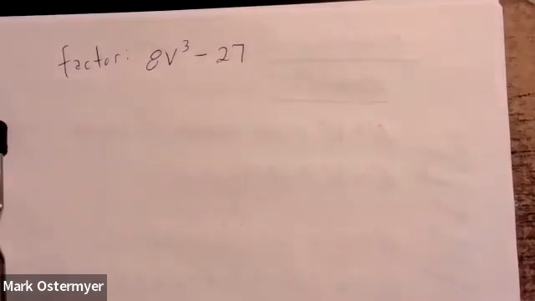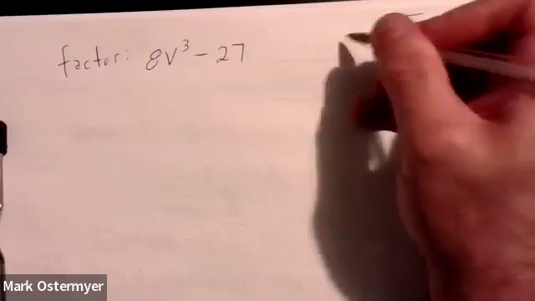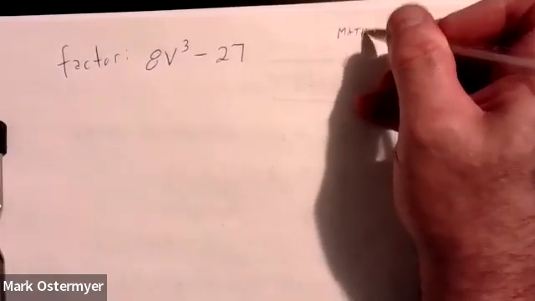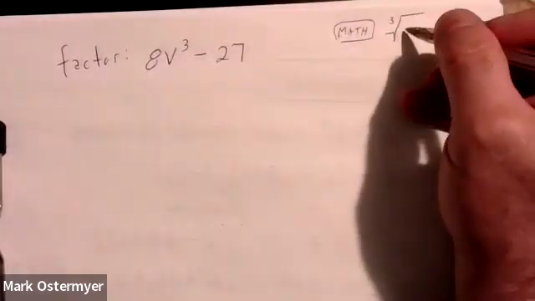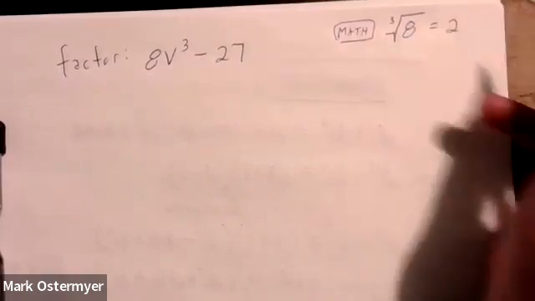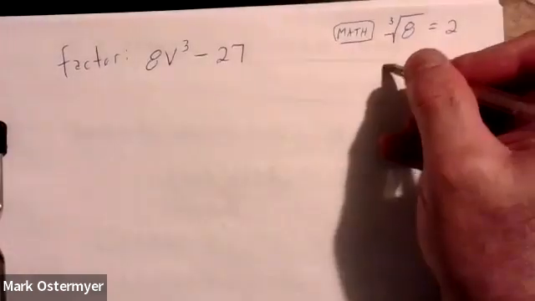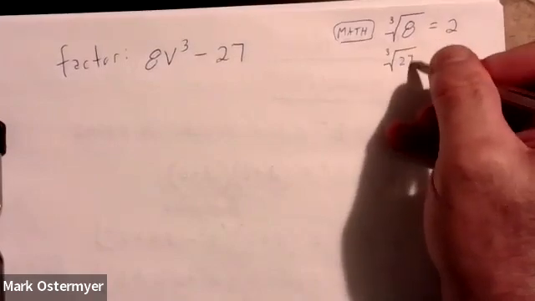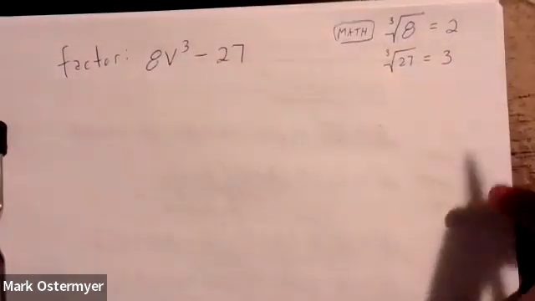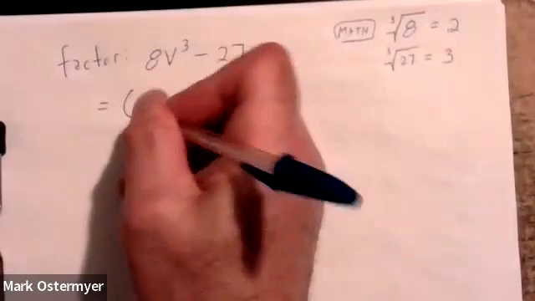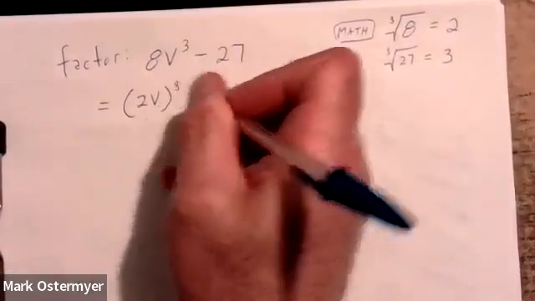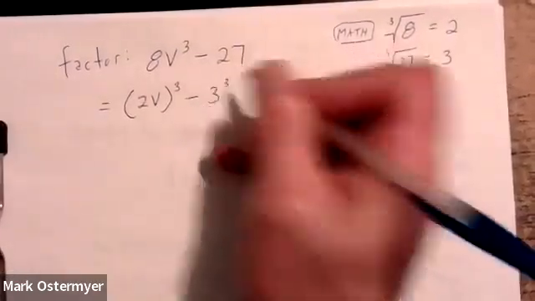What do you think? Cubes. Yeah, there is a cubed root on your TI-83. It hangs out in your math menu. If you hit your math button, you'll see a cubed root function. You take the cubed root of 8, you'll discover 8 is a perfect cube of 2. The cubed root of 27 is 3. So definitely we do have the difference between perfect cubes here.